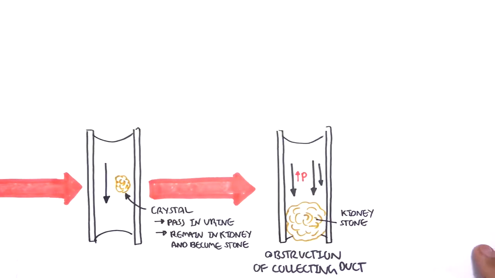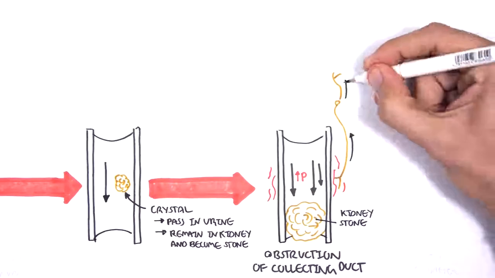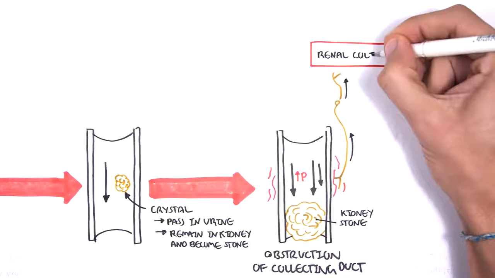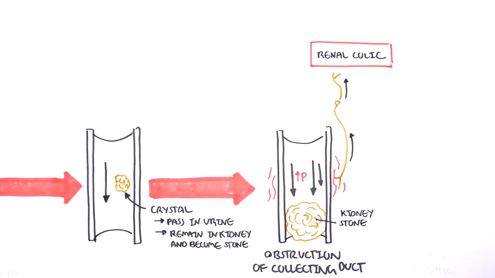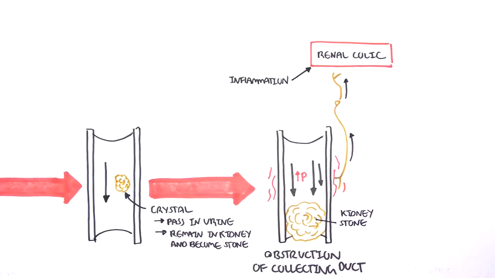This pressure can cause irritation, and this irritation is read by the brain as renal colic. There is also an inflammatory process going on due to the obstruction, and this also leads to the renal colic, the pain we feel when there are urinary stones in the body.